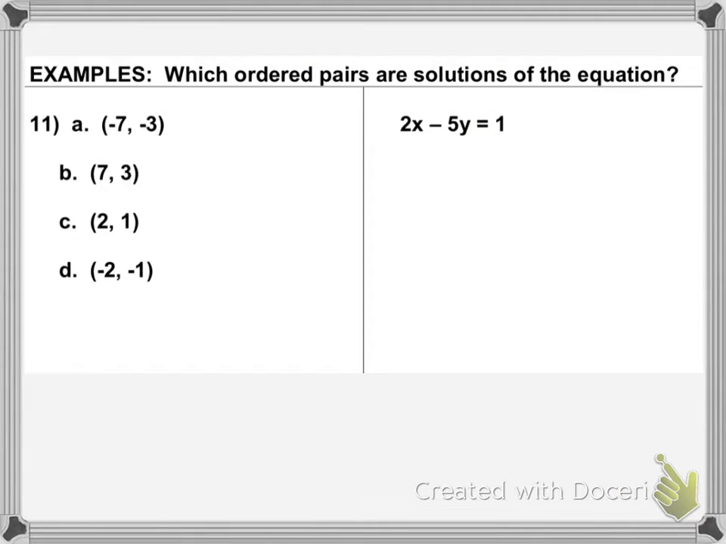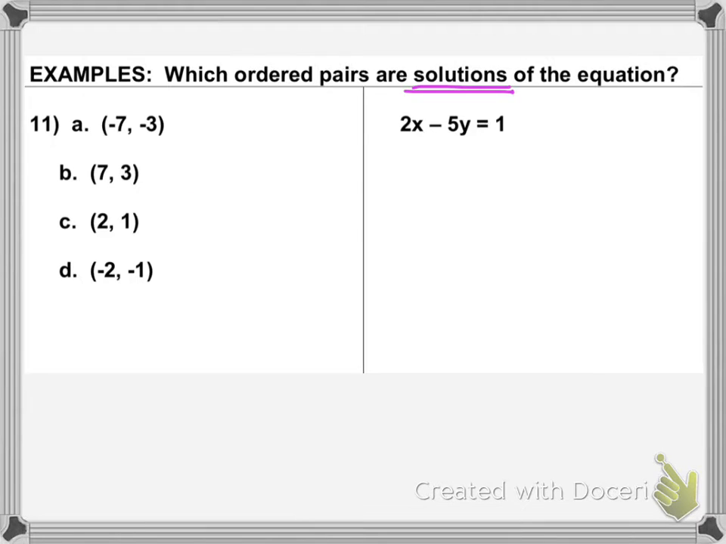All right, now this is the last example. Which ordered pairs are solutions of the equation? Basically, remember what solutions are. They make the equation true. You can also think of this as if I was to put this in slope-intercept form and graph it, which of these points would be on that line? So that's what we're going to figure out here.